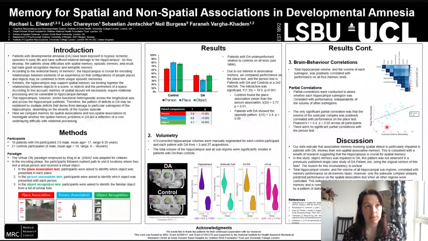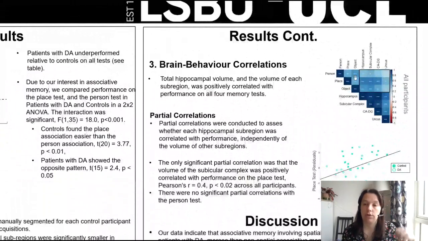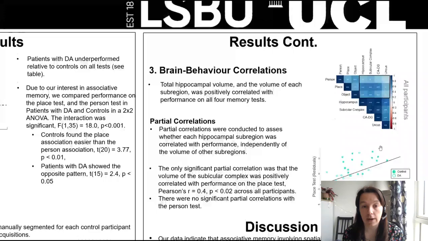But we're interested in these brain behavior correlations. And you can see from my very blue correlation matrix that all of the tests and all of the subregions were quite intercorrelated with each other. So it is true that the hippocampus predicts performance on all of the tests, and so does each of those subregions, except for the uncus, where we didn't see such striking results, but a similar pattern.